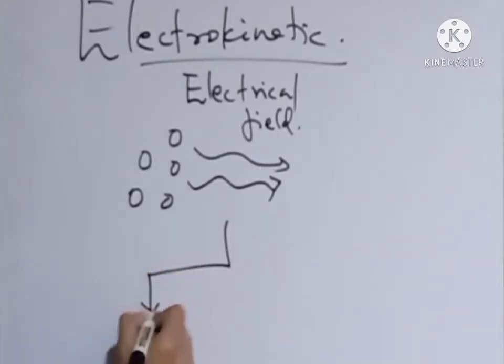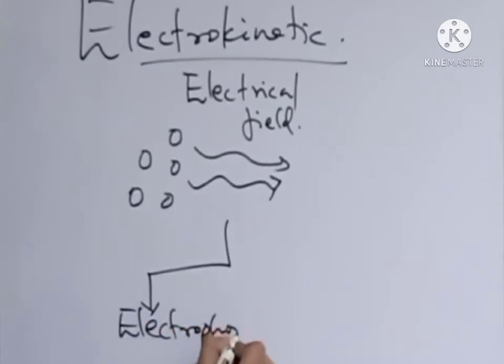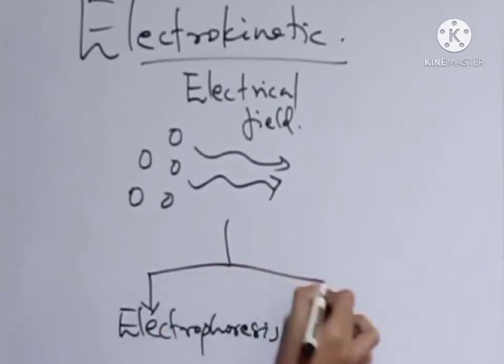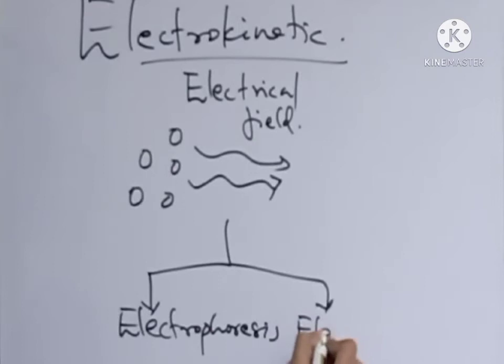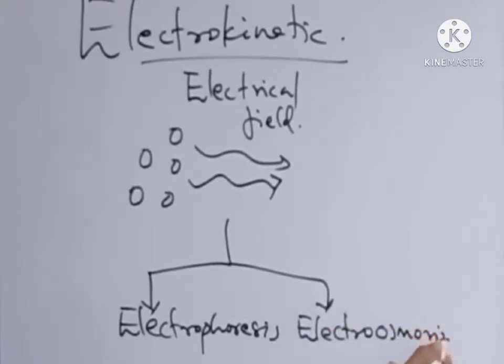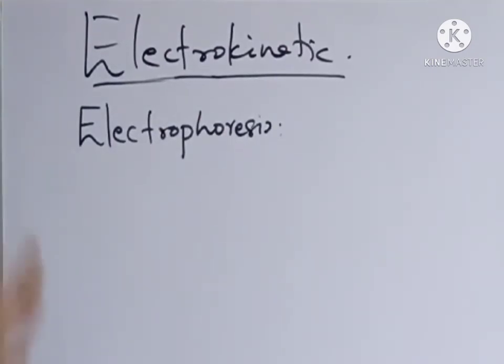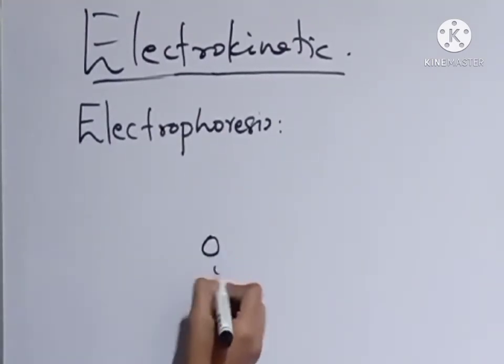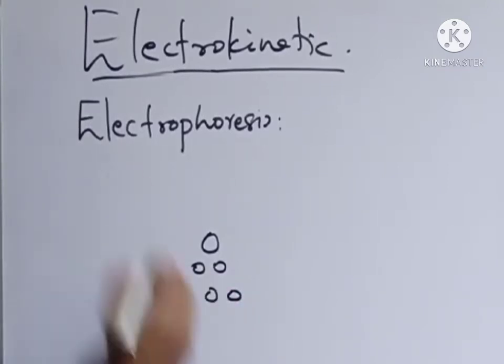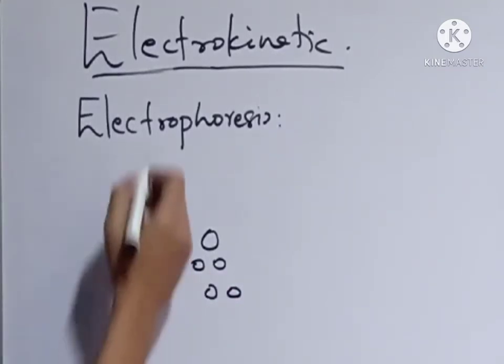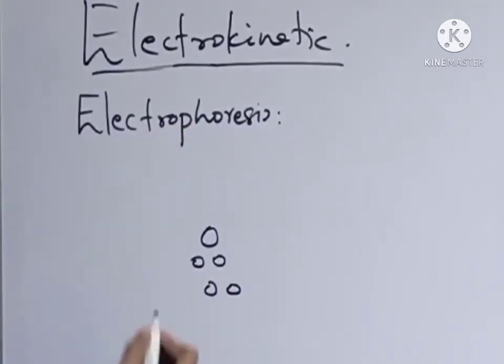One is electrophoresis, and the second one is electroosmosis. Okay, let's discuss electrophoresis. The migration of colloidal particles under a strong electric field is known as electrophoresis.